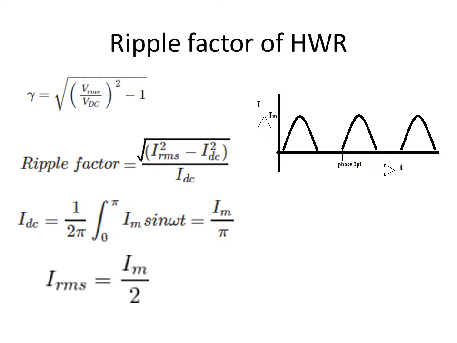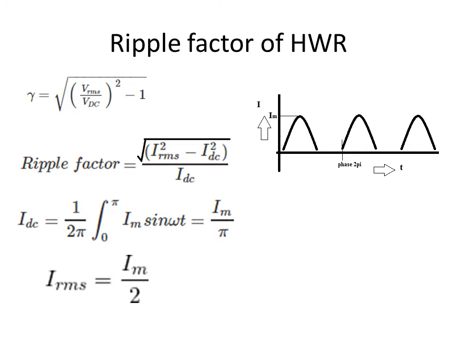So first we will evaluate IDC, which is the average current. We take one complete cycle in which the phase will vary from 0 to 2 pi. Then you sum up all the current that is available during that time, and then you divide it by 2 pi. That is how we find out the average current. So IDC is equal to 1 by 2 pi. Then in order to find out the total current, you are doing the integration, but the limit of the integration is from 0 to pi, because from pi to 2 pi your current is 0.